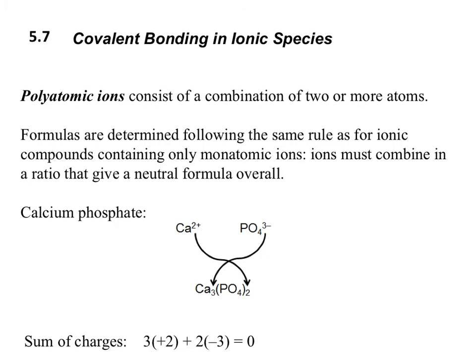So for example, calcium phosphate: calcium has a 2+ charge, and the phosphate, PO4 3-, the polyatomic ion, has a charge of 3-. Therefore, we're going to need 3 equivalents of calcium to give us a 6+ charge, and 2 equivalents of the phosphate to give us a 6- charge, to give us an overall formula of Ca3(PO4)2 with a neutral charge.